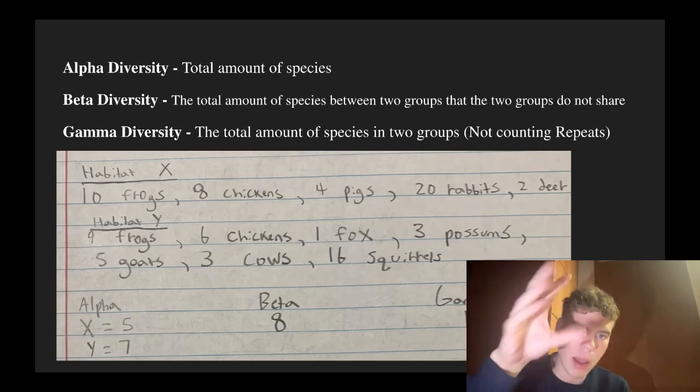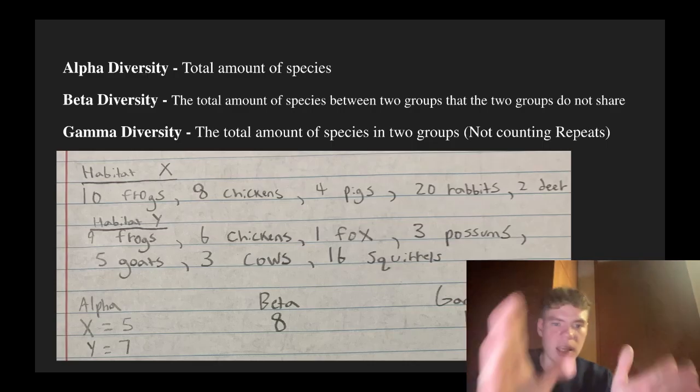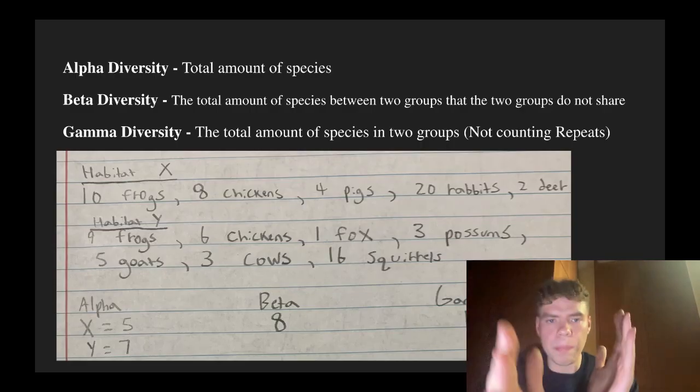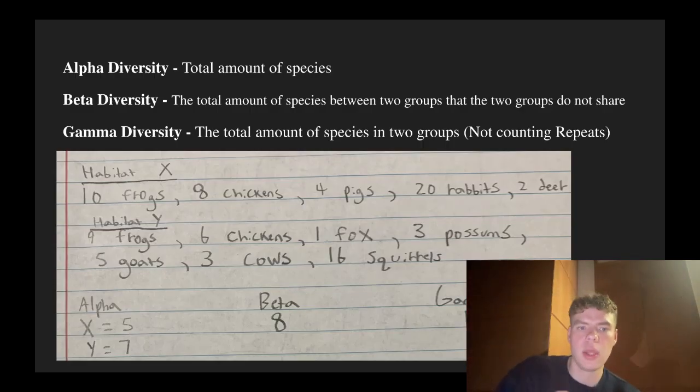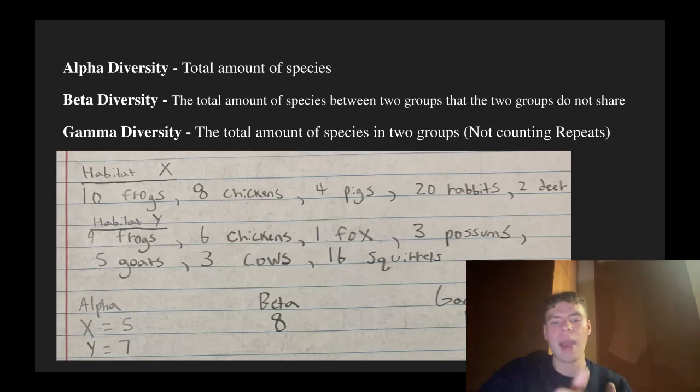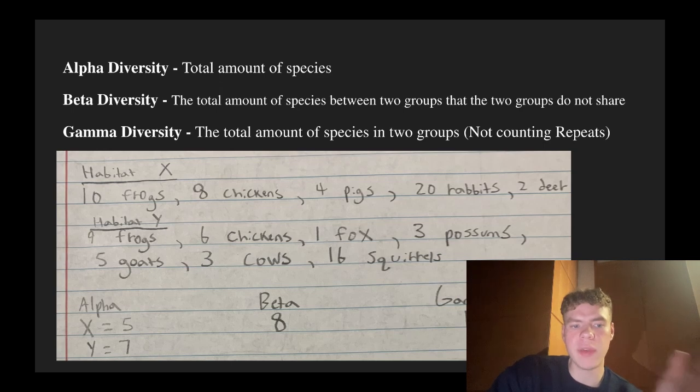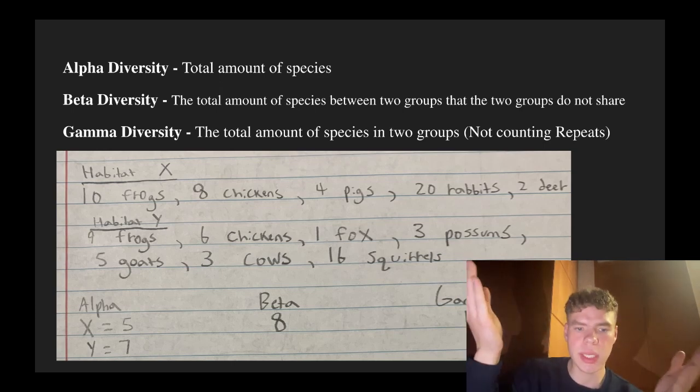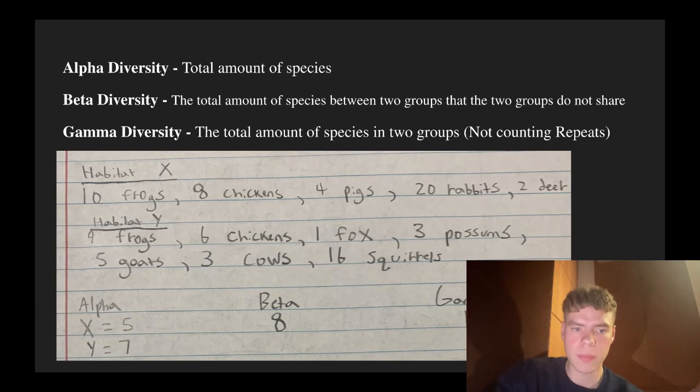You're going to have to really think about it. I didn't understand it at first. You kind of got to think about it. Beta diversity is when you're comparing two habitats, the total amount of species between the two groups that the two groups do not share. So if we were trying to calculate the beta diversity for habitat X and habitat Y, we would say, okay, we have the alpha diversity of X and Y is 12, right?